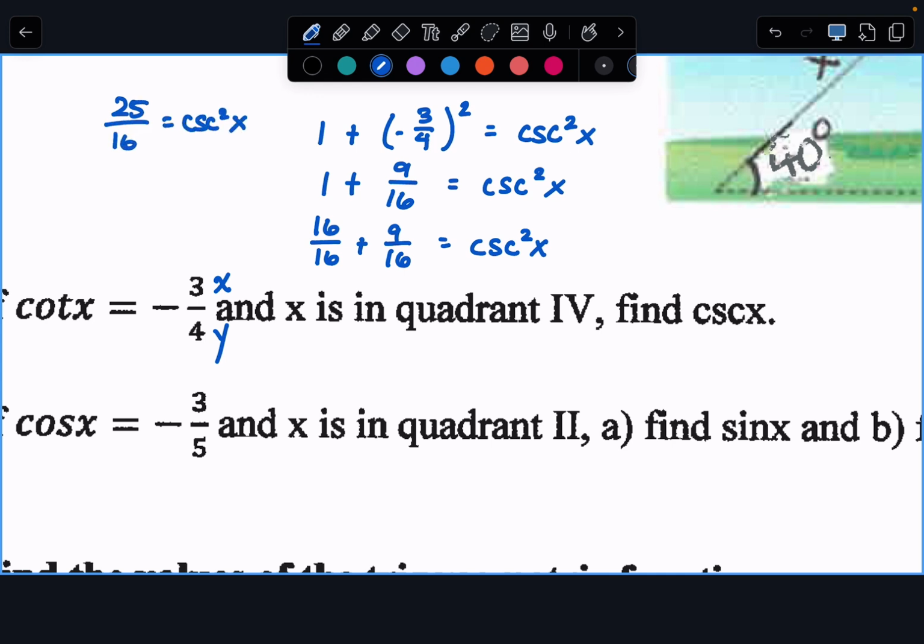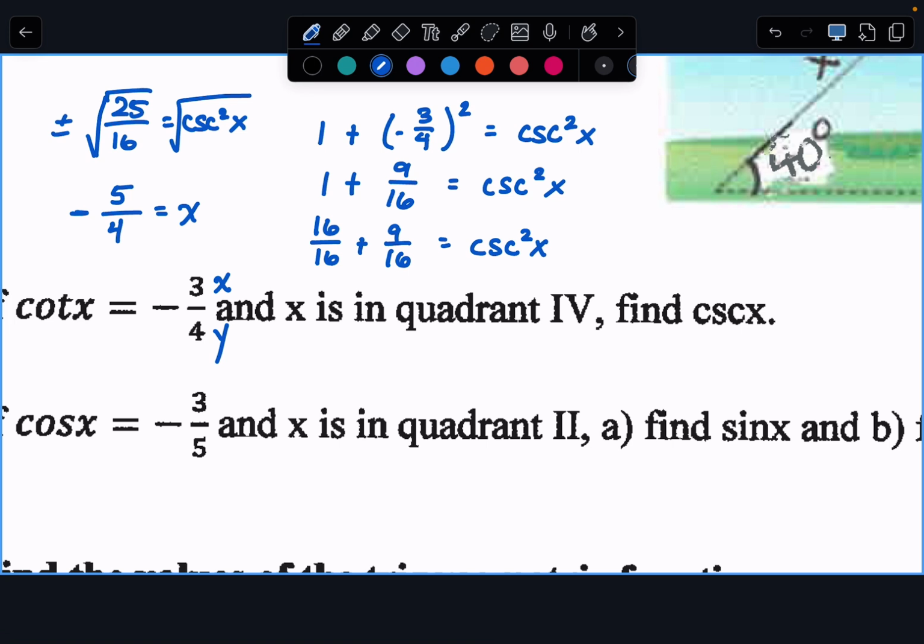Okay, then what? Then square root it. We are in quadrant 4, and we're finding cosecant. What is the reciprocal of sine, right? So is sine positive or negative in the fourth? Negative. So your answer is negative 5/4. Like that.